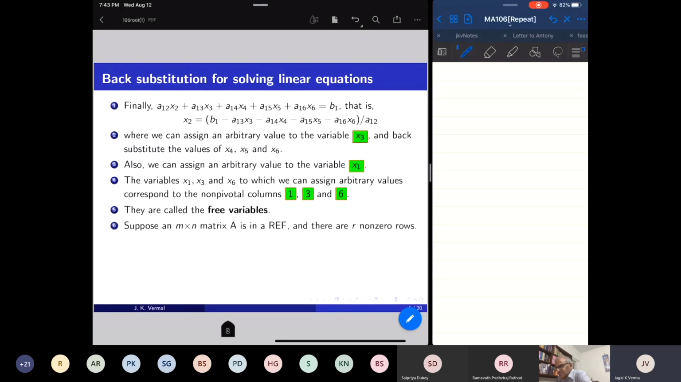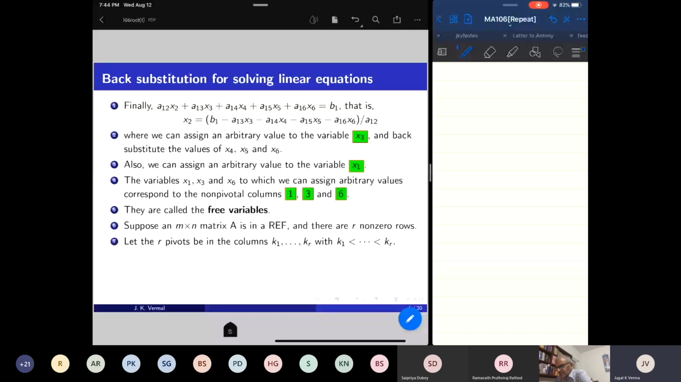So suppose I have a matrix which is in row echelon form, and there are R non-zero rows. So there are R pivots. Suppose they are in the K1 column, K2 column, up to KR column. These are the column indices, right? First pivot occurs in the K1 column, second pivot occurs in K2 column. So the condition for this matrix to be in row echelon form is that K1 should be less than K2, less than KR. This condition says that the second pivot is to the right of the first pivot, the third pivot is to the right of the second pivot, and so on.